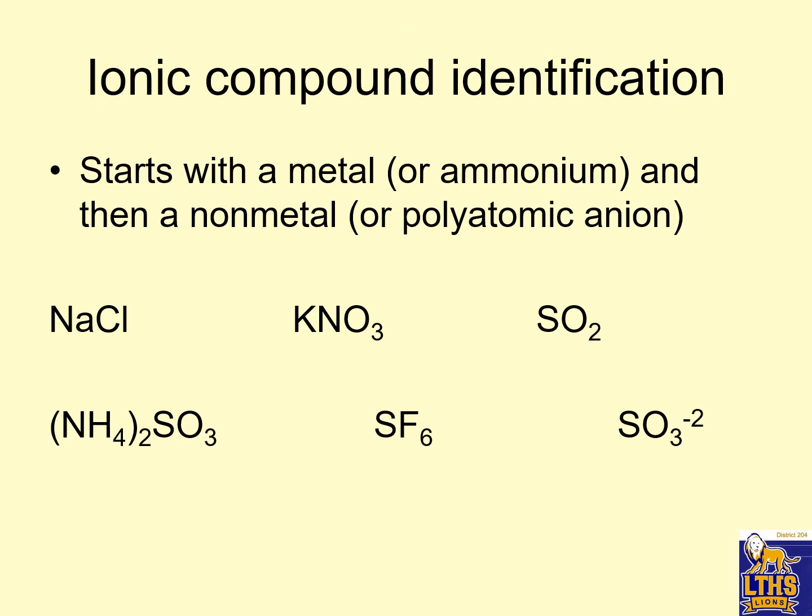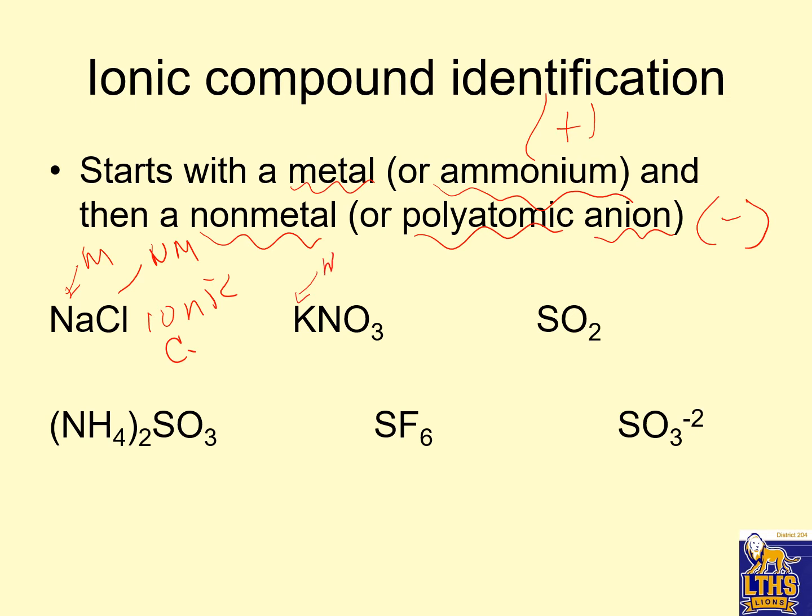Ionic compounds then are when a positive and a negative ion make a compound. So there's going to be the positive ion first, so it's going to start with a metal or the polyatomic ion called ammonium. Then it's going to end with a nonmetal or a polyatomic anion with the negative charge, and it starts with the positive. Okay, so NaCl is a metal and a nonmetal, so this is an ionic compound.